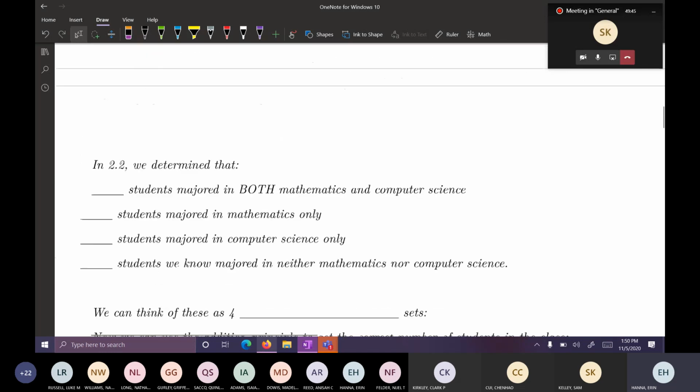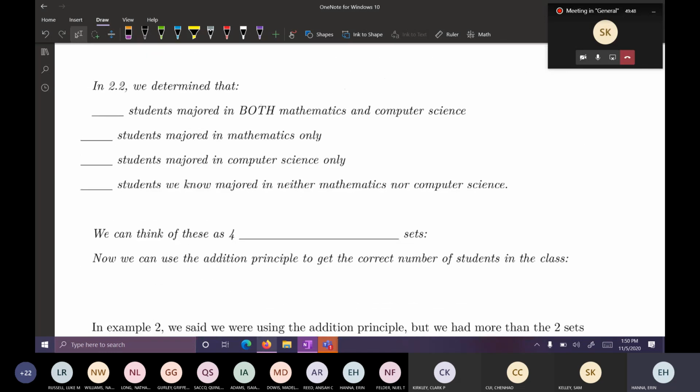So if we wanted to think of this in terms of disjoint sets, back in 2.2 we actually determined these numbers. We found that the amount of students that majored in both math and computer science turned out to be 7. Now, we could work that through again, but we've technically already worked it out. So let me just say trust and believe us, way back when we came to 7. So the amount of people who studied mathematics only turned out to be 3. And then 6 people only majored in computer science. And we're told originally that only 5 people major in neither.